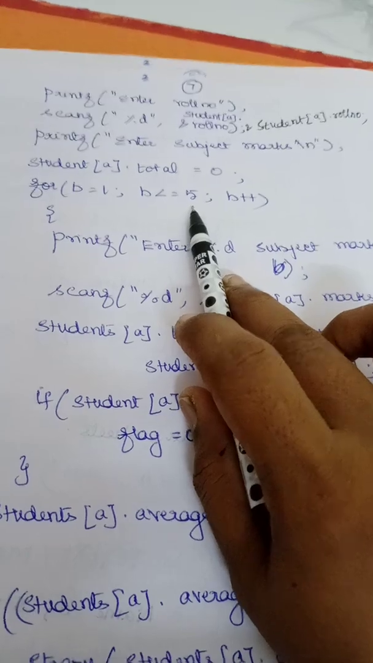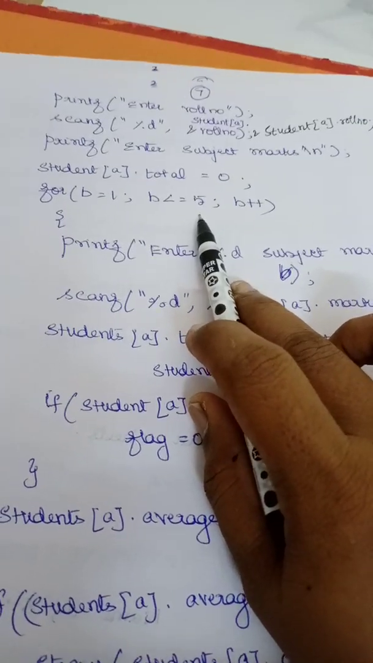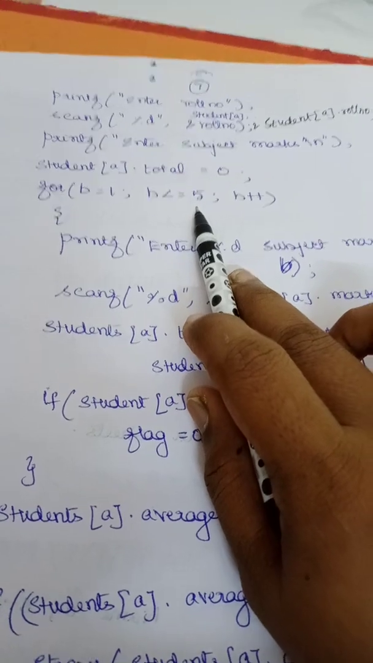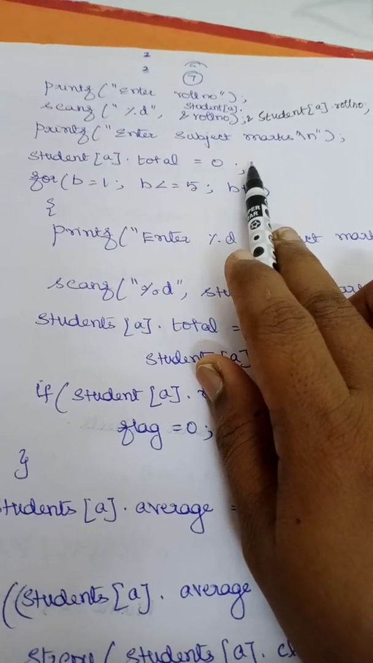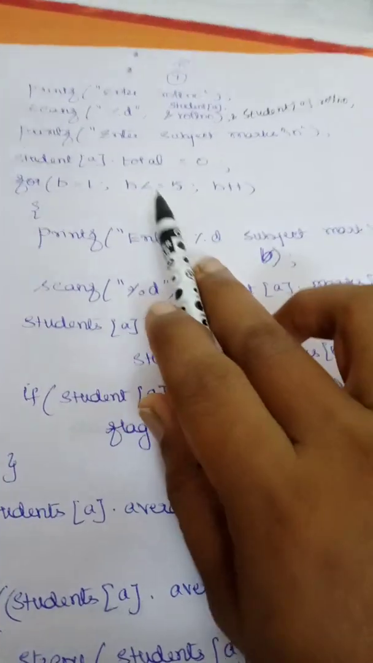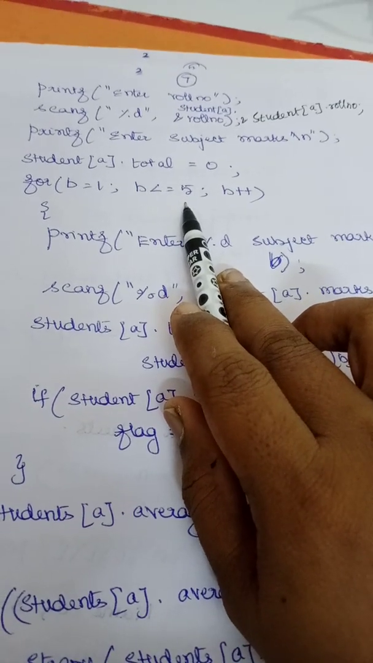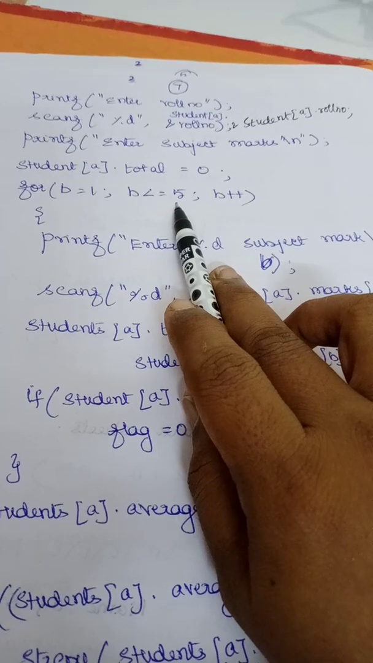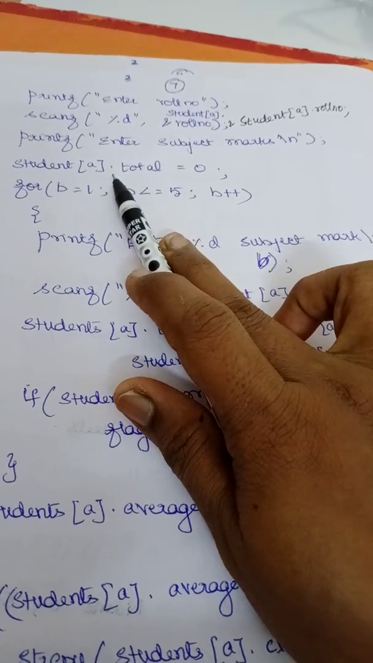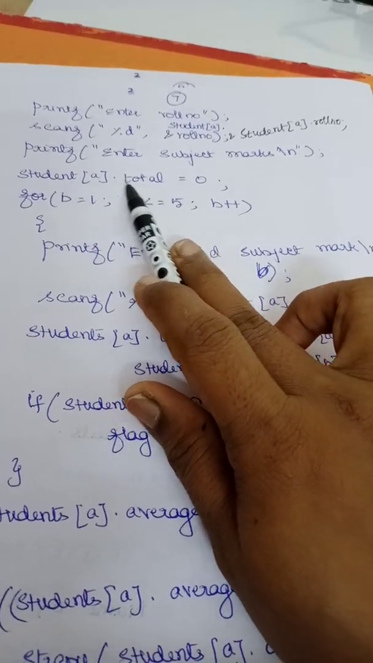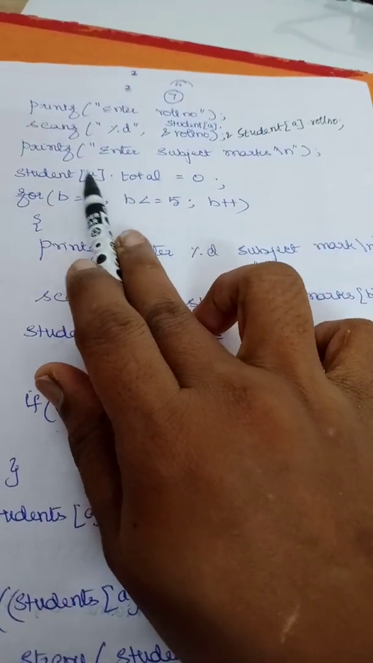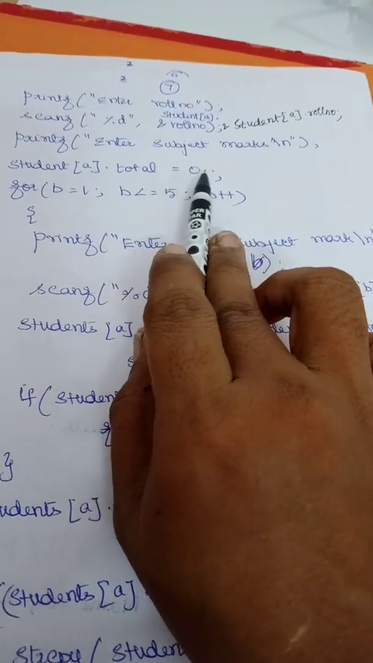See, generally you will be having 5 subjects, right? Not more than 5 subjects. So let us take it as 5. If you want, you can also ask the user how many subjects, right? So to make the program short, I have made the number of subjects to be 5. Now I need to calculate the subject total. So here I have assigned the member student of A dot total equal to 0.